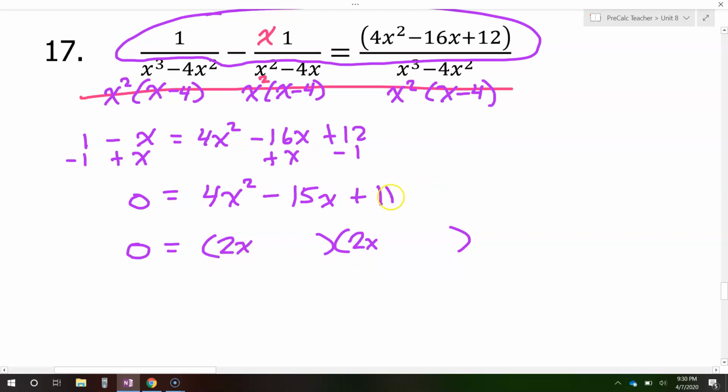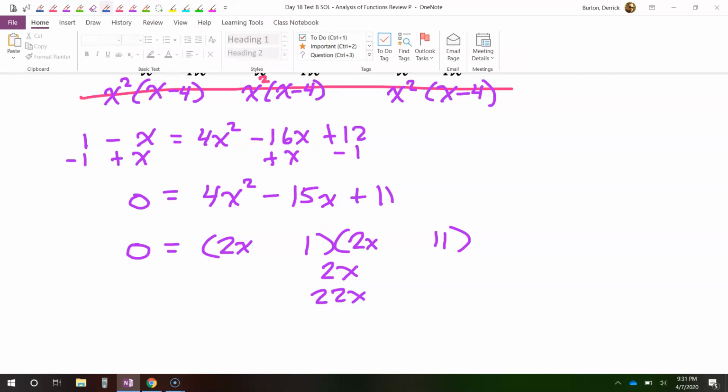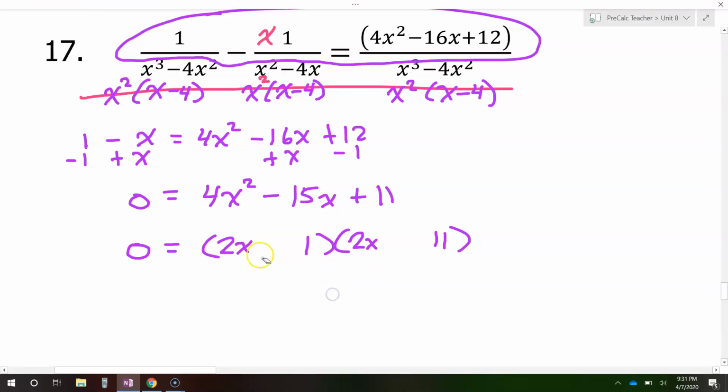Now I switch over, I look at the 11. 11 can only factor one way. It's going to be 1 times 11. It's a prime number. Inner plus outer must equal the middle. Inner, I have 2x. Outer, I have 22x. I'm trying to get a middle of negative 15. There's no way to get a 15 out of this. So that means I chose wrong. Remember earlier when I said maybe it's 4x and 1x? Yep, that's what it has to be. So let's go back and do 4x and x.